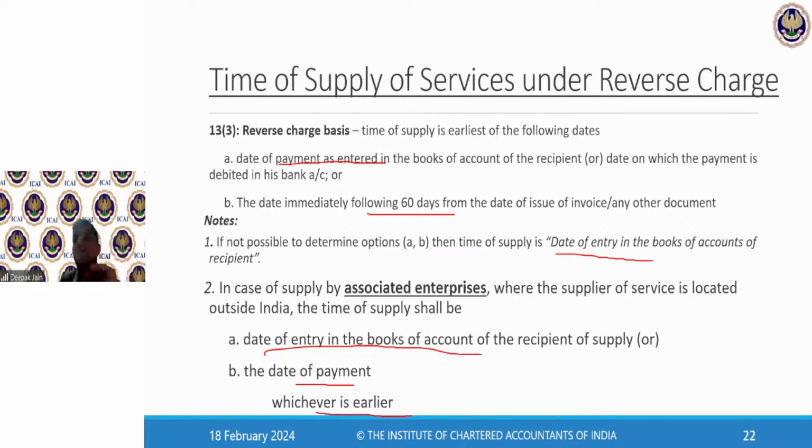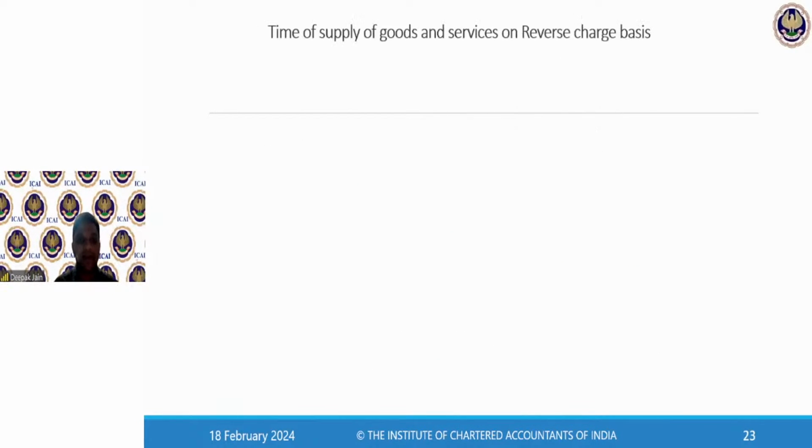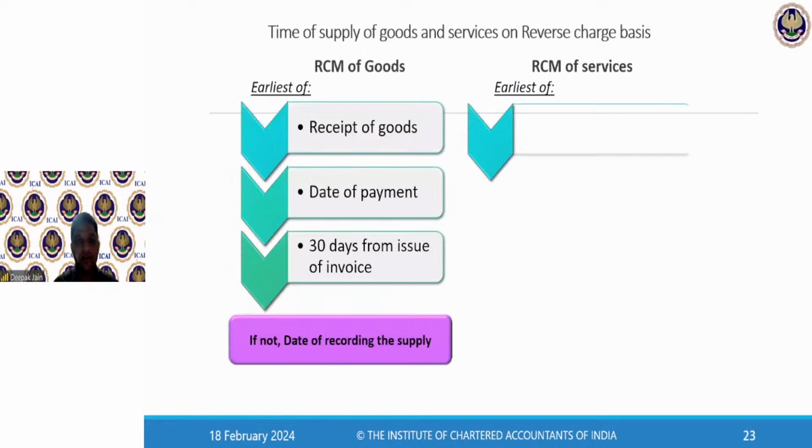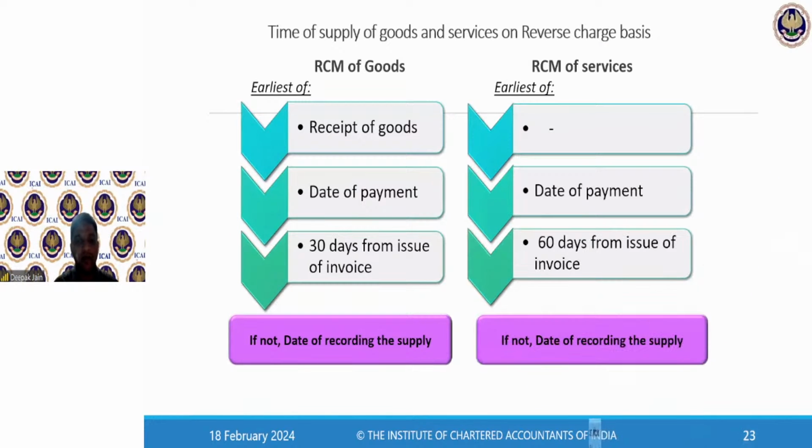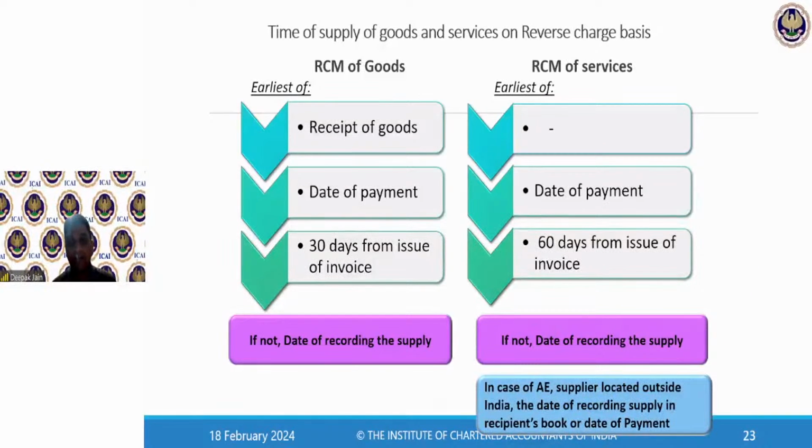But in case of associate enterprises, the associated enterprise may not raise the invoice. In such situation, the date of entry in my books of accounts or date of payment, whichever is earlier, will become the time of supply. That is what is mentioned here. In case of an associated enterprise supplier located outside India, the date of recording of supply in the recipient's books or date of payment.